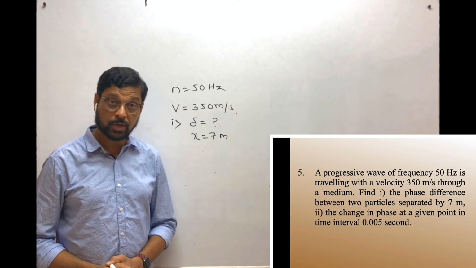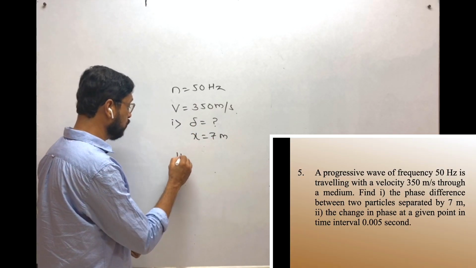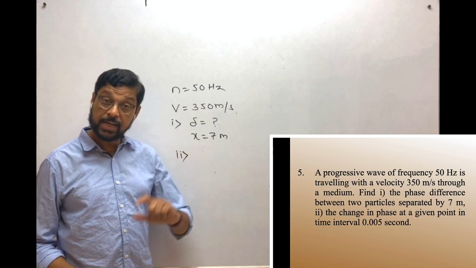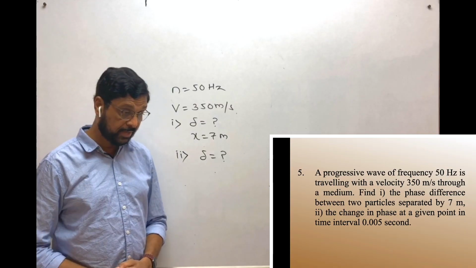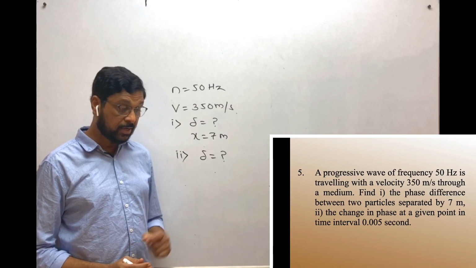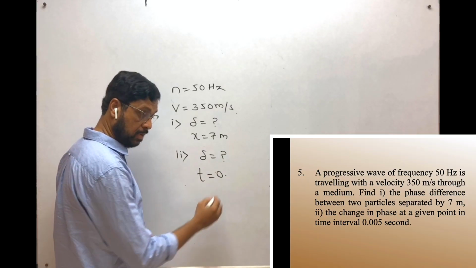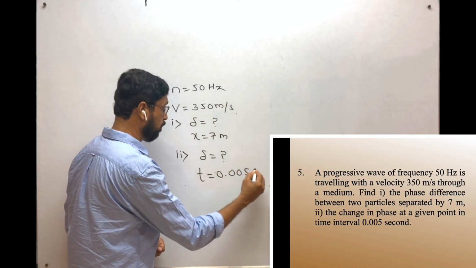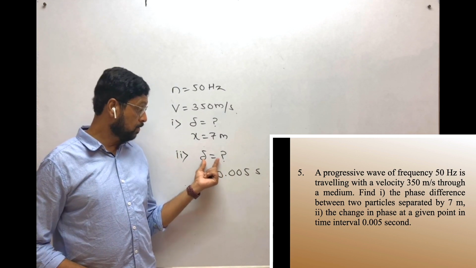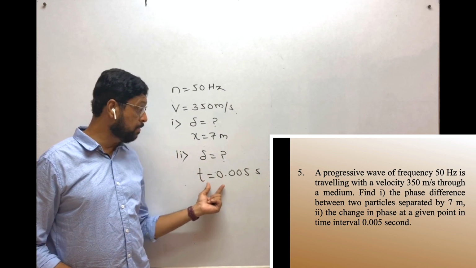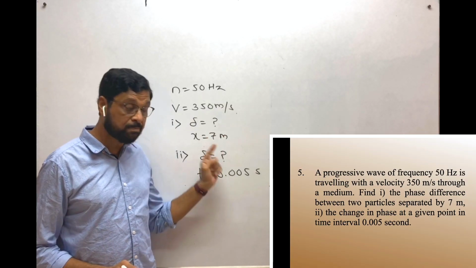Delta is equal to what, when x is equal to 7 meter? And question number 2. The change in phase, again delta, at a given point in a time interval of 0.005 second. Phase difference or change in phase in a time interval of 0.005 second. What does this mean?